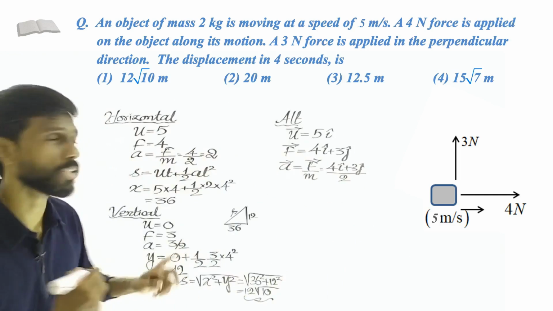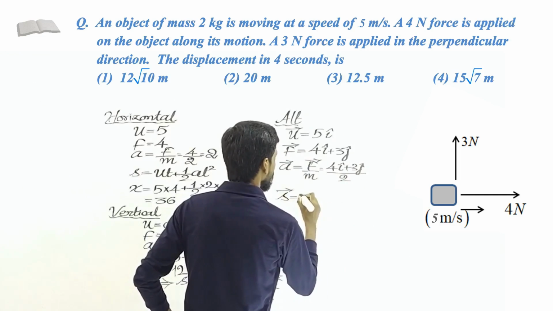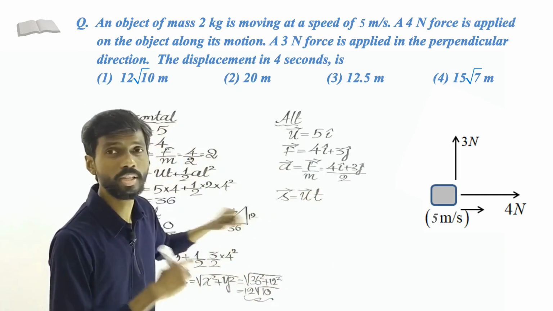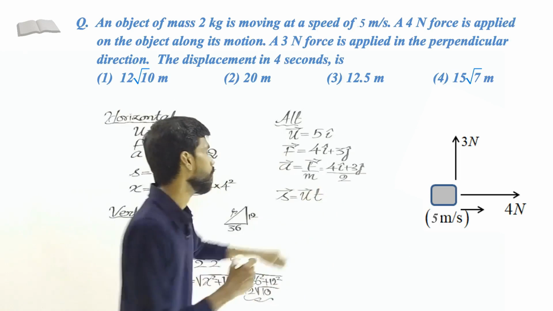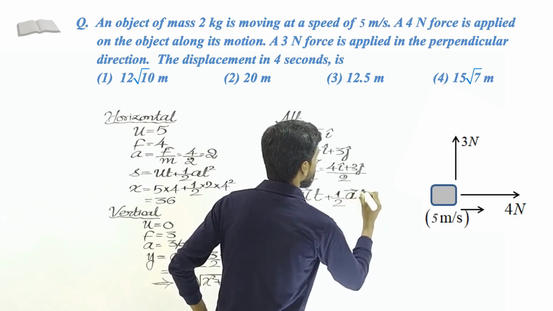Now we can find the displacement. What is the displacement? That is also in vector form. So the displacement vector equals u vector t. Now we are writing the vector form of the equation of motion: u vector t plus half a t squared, where a again is a vector.